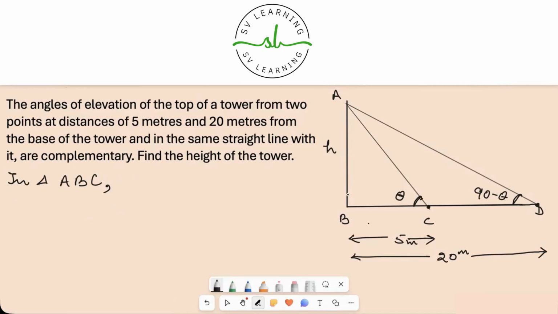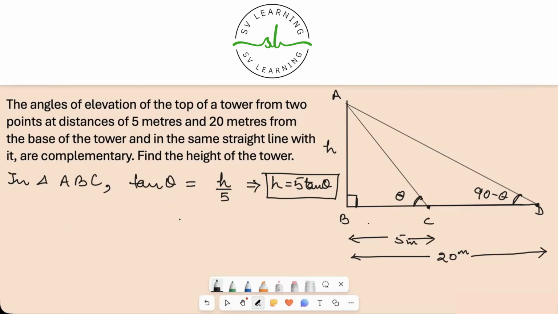So first, if I take triangle ABC, this is theta. If I apply tan theta, so we know that tan theta is perpendicular by base. So tan theta will become h by 5. Or I can say that h is equal to 5 tan theta. This is my step 1.